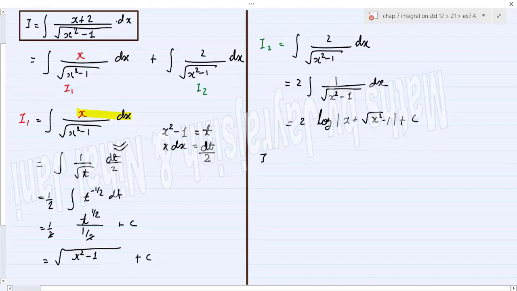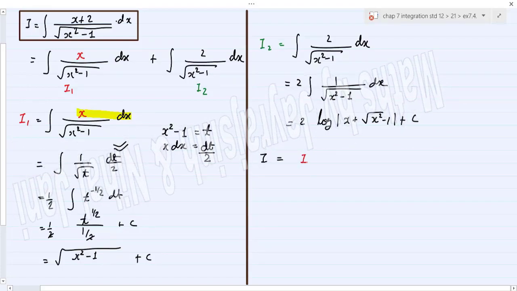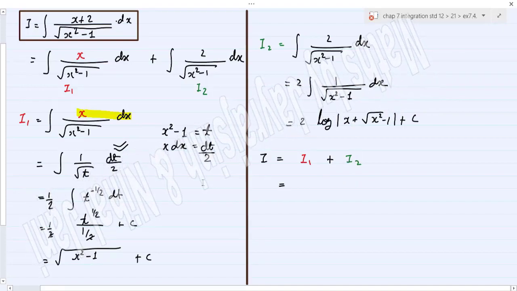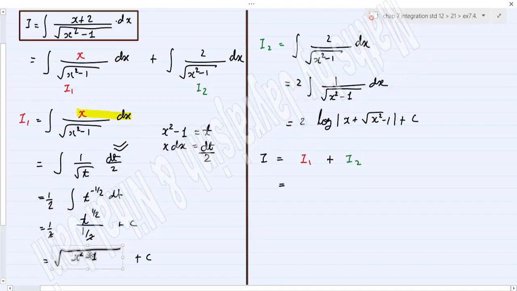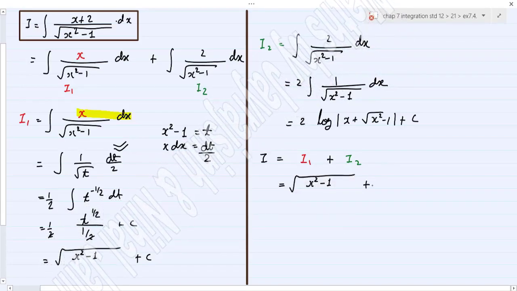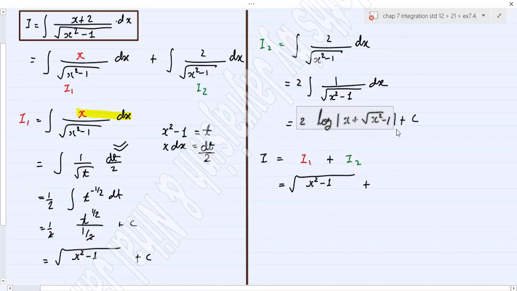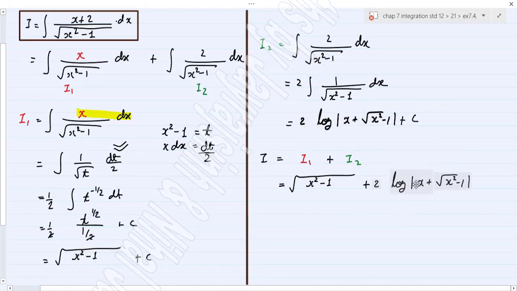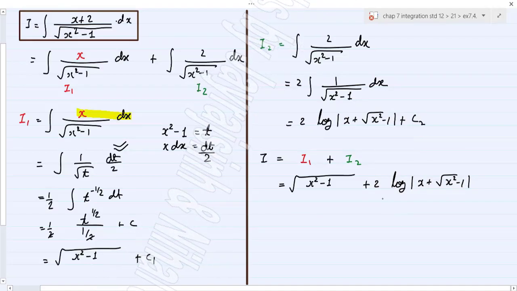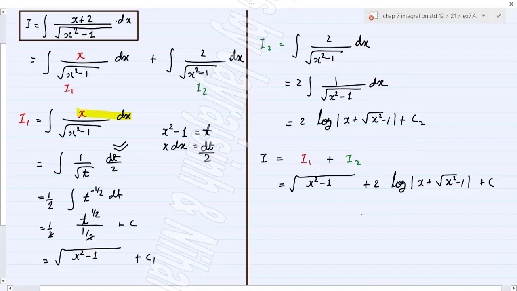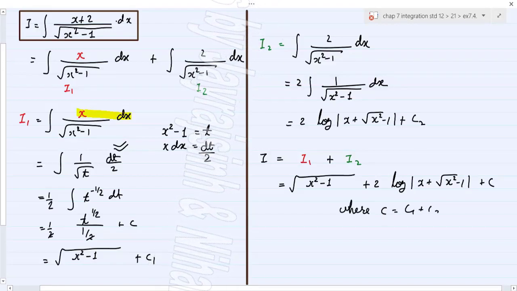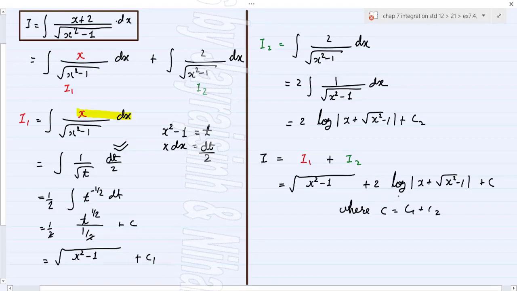For the final answer, we need to find I, which is I1 plus I2. So first of all, let's get our I1 plus your I2, and this is your C1 and C2. So plus C, where C is C1 plus C2. So tada, this is your final answer.